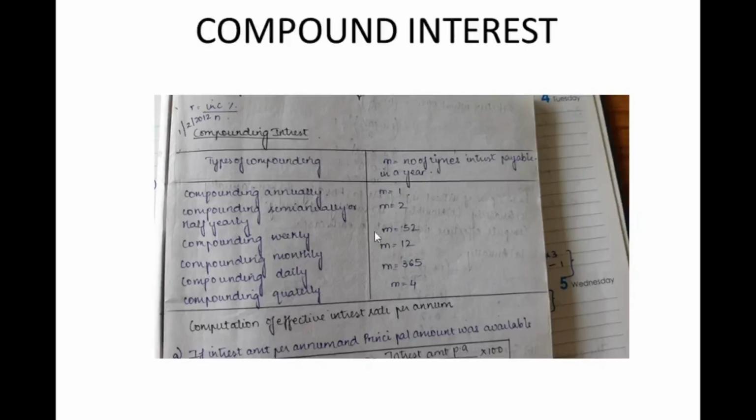So M is nothing but the number of times you are paying interest in a year, whereas N is equal to the number of years you have taken that loan for, or the number of years you are going to deposit the amount in a bank. That is N. But M is the number of times you are going to pay the interest in the year.